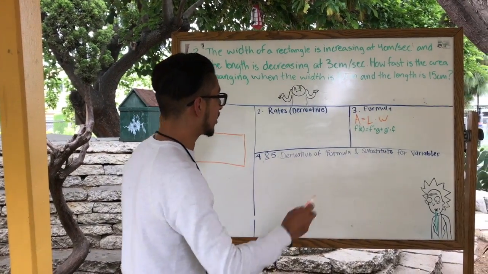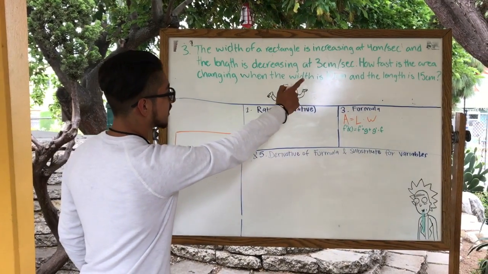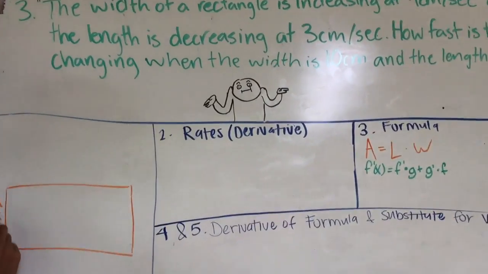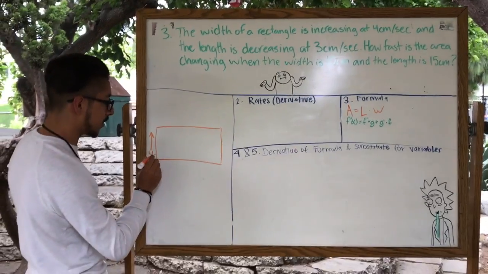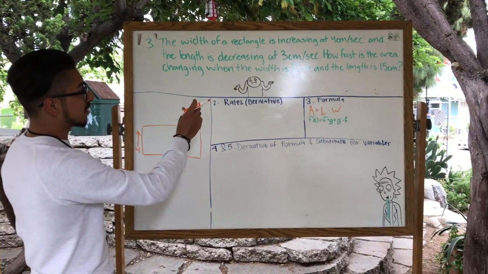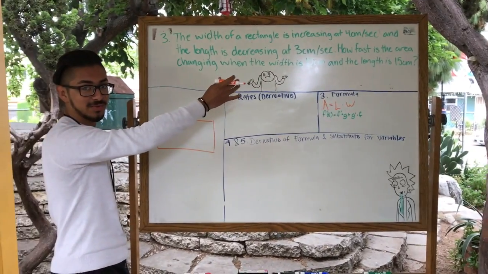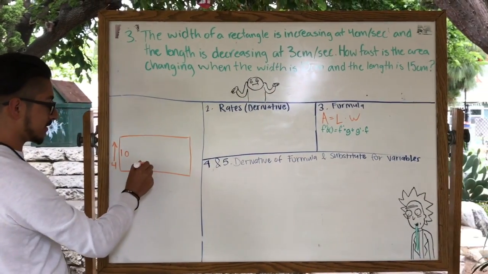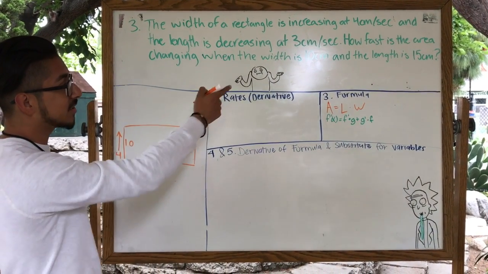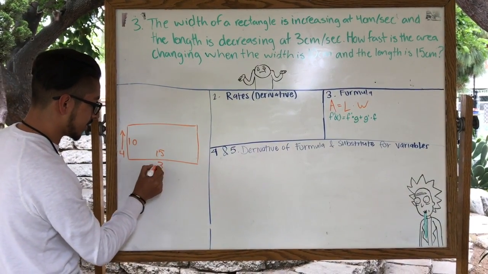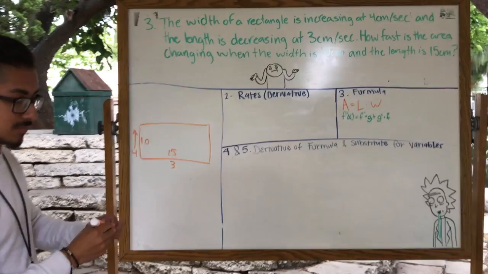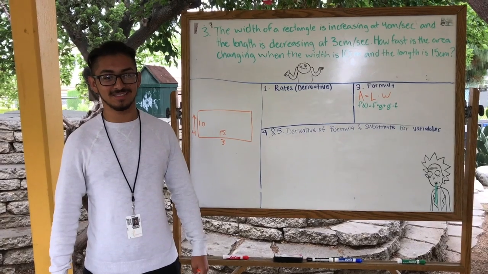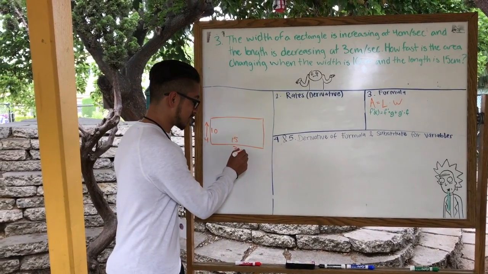So, our knowns are that the width is increasing by 4 centimeters. So, this width is increasing by 4. And the width we're trying to reach is 10 centimeters. And the length we're trying to reach is 15, while the rate it's decreasing is 3. Oh, by the way, it's going this way.